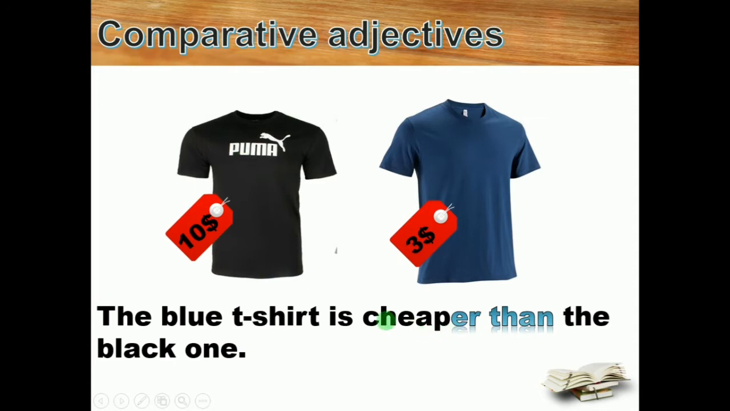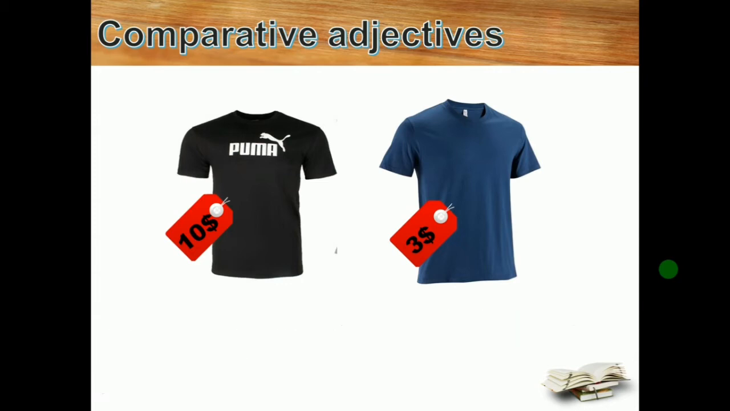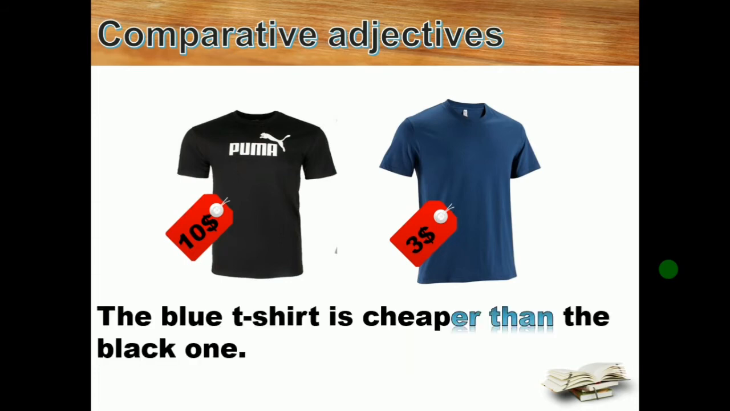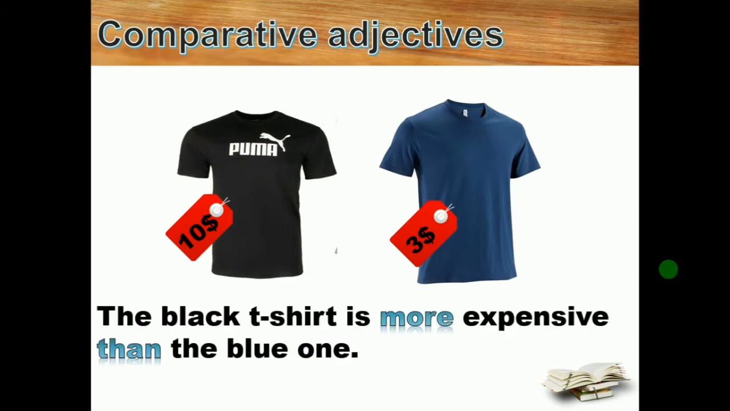Quiere decir que la camisa azul es más barata que la negra. So pay attention what happened here. We have the adjective cheap and we change it adding er y la palabra than. Ok, ahí tenemos cheap, se convirtió en cheaper than the black one. Esto lo utilizamos en el momento que vamos a comparar. Now let's see the opposite side of the adjective. Okay, the black t-shirt is more expensive than the blue one. La camisa negra es más cara que la azul.